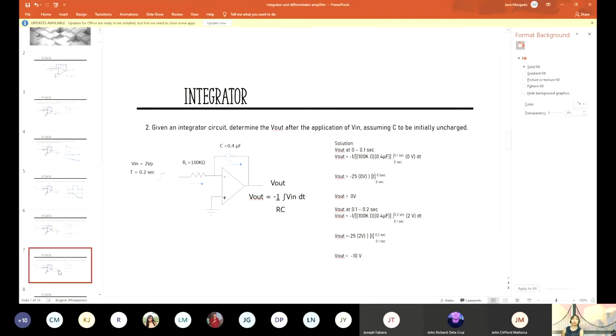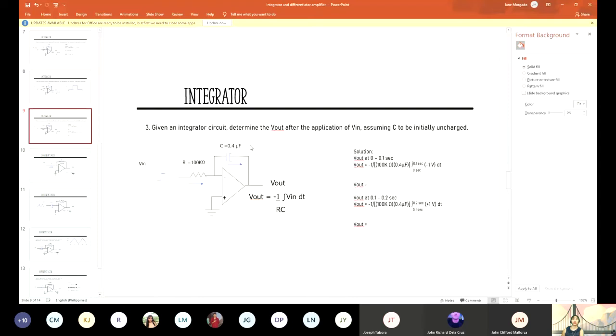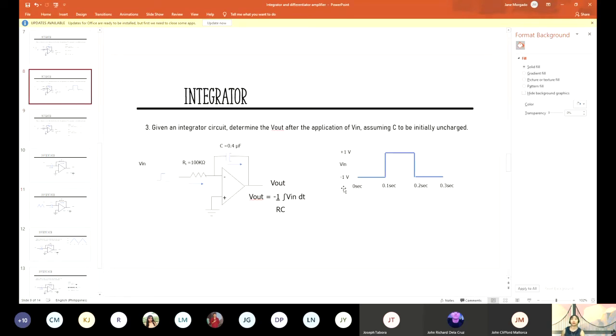Okay, so the third example for the integrator. Same given: capacitor 0.4, R is 100K. Given an integrator circuit, determine the V out after the application of V in, assuming C to be initially uncharged. Basically the same given, same period. The difference is with the value of the square wave. It varies from -1 to +1.